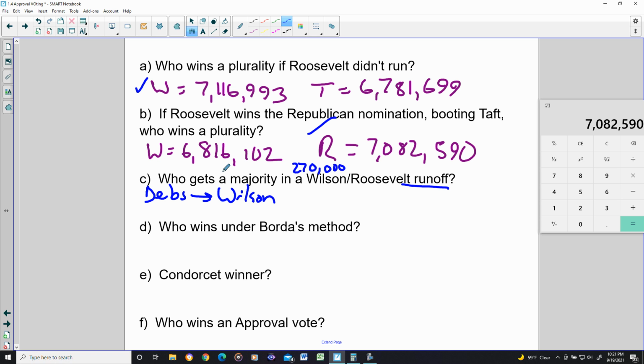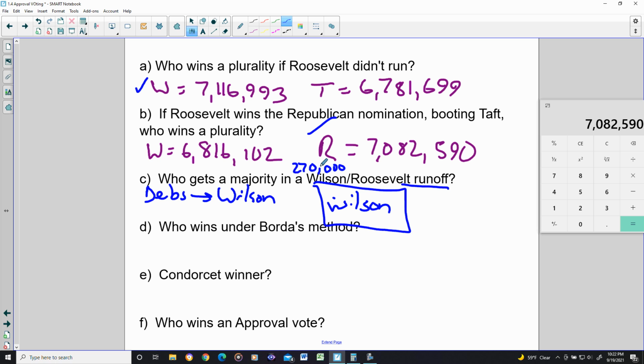So here we can say, without really needing to do the math, Wilson would win, because all of those Debs voters are going to go to Wilson. And that's enough to overtake.